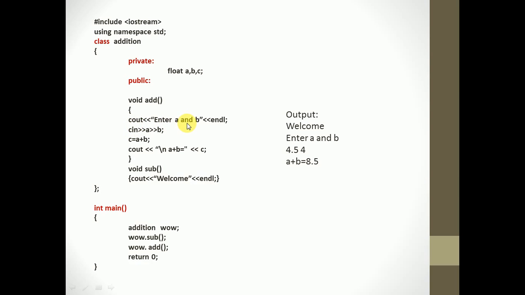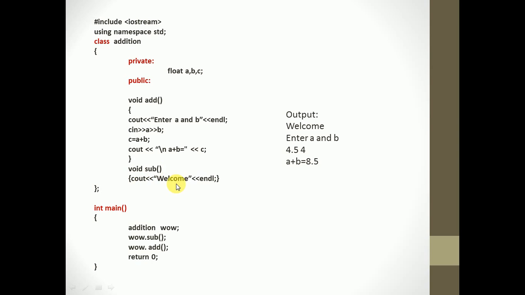I am writing cout "enter A and B", which means whenever you see something within double quotes, it automatically displays it on the screen. Now I am getting the values of A and B from the user using cin. Now C equal to A plus B. Now cout is going to display. What do I mean by \n? It comes to the next line. "A plus B is equal to", and the value of C will be displayed. Now I have one more function which is called sub, and in that you have cout welcome.